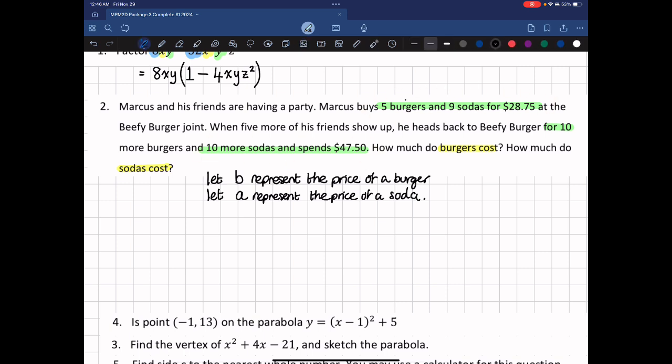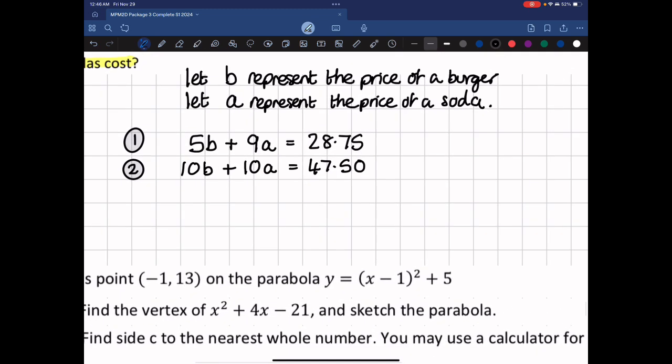Okay, we're just going to translate these 2 statements here, this one and this one, into equations. So let's start with this one, equation 1. So equation 1 will be 5 burgers and 9 sodas. So 5 burgers, so 5b, plus 9 sodas, 9a, will equal $28.75. And then equation 2, which is 10 burgers and 10 sodas. All right, so 10b plus 10a equals $47.50.